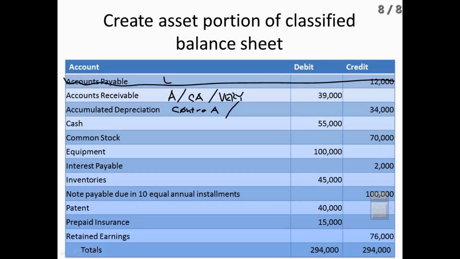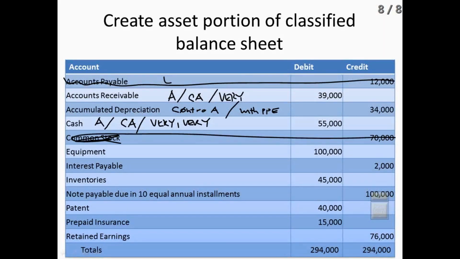So what am I going to have? I'm going to have property, plant, and equipment. I'm going to have land, building, equipment, machinery. Total PP&E. Then I'm going to have less accumulated depreciation, and then I'm going to have net PP&E. So this is going to be with the PP&E account. Cash. Very, very liquid. Common stock. All right, we don't care about that right now.